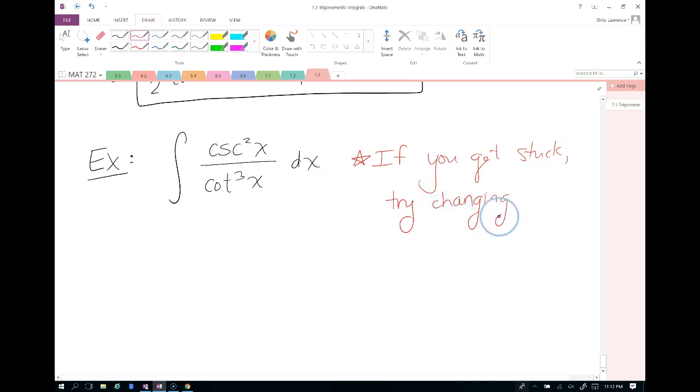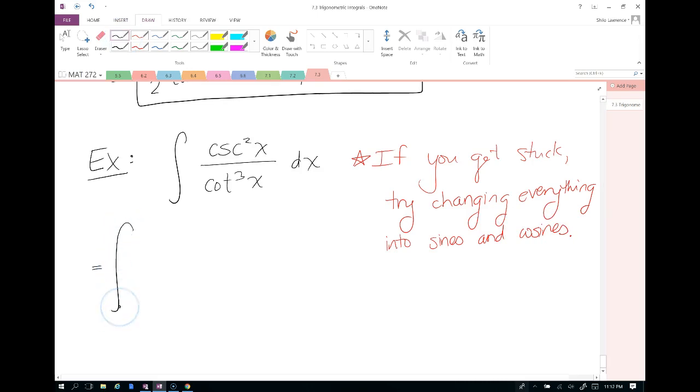So that's what I'm going to do for this one. It isn't necessary for this one, but just as an example so you can see one. So if you get stuck, try changing everything into sines and cosines. And we'll see how that works on this one.